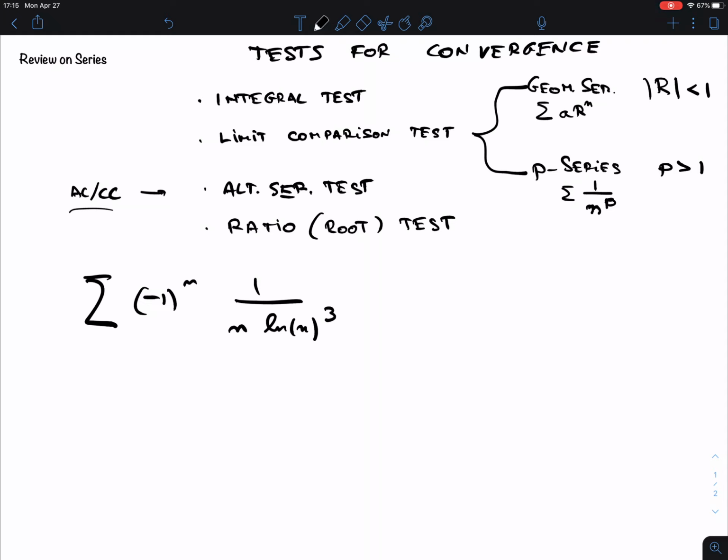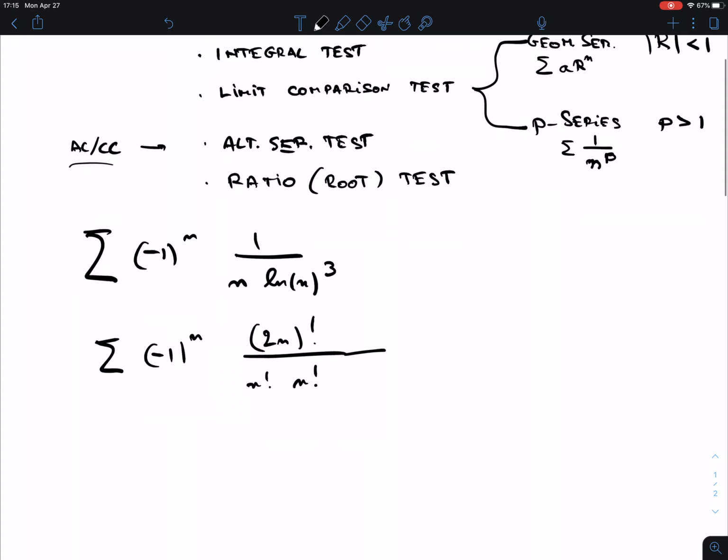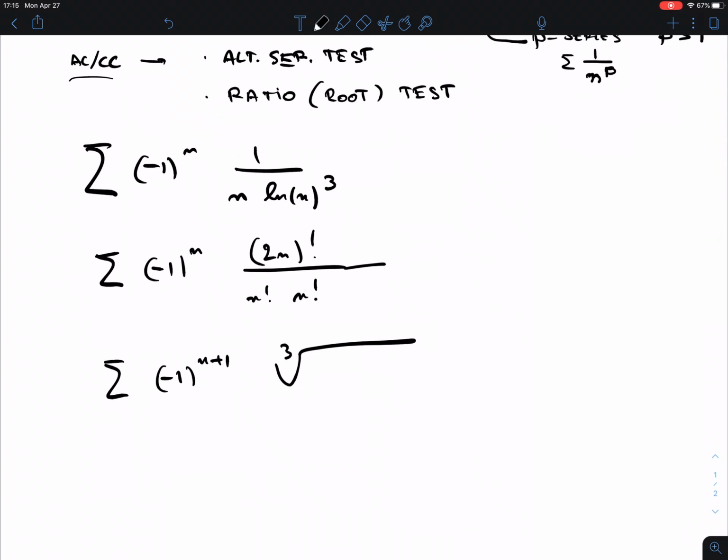That's what I want to say. So here is one, and here is another one: sine of 1 to the n, 2n factorial over n factorial n factorial. Okay, do this one. Another one I want to do is the summation of (-1)^(n+1) times the square root of n squared plus 9 over the 5th root of n to the 12th plus 6n plus 1.